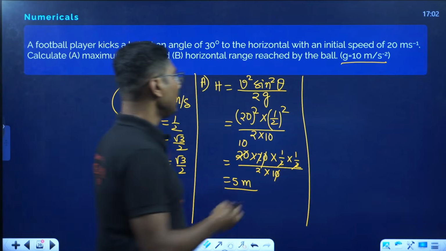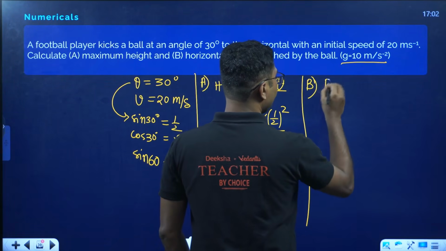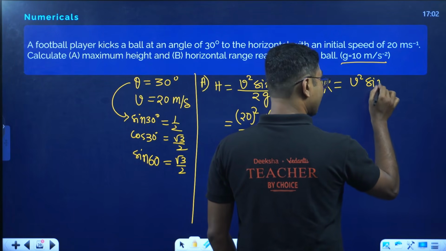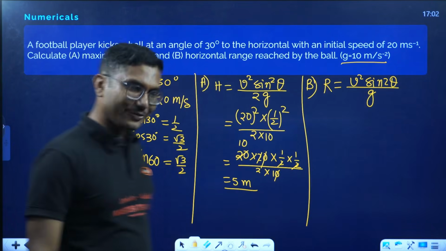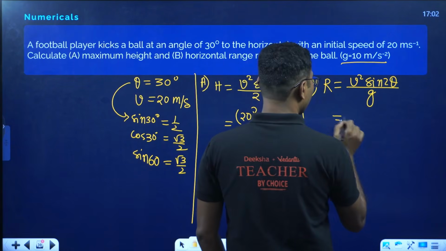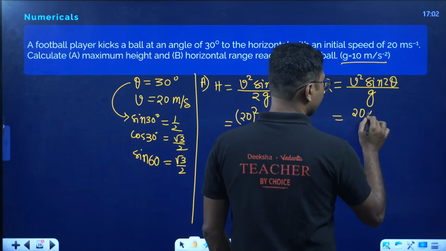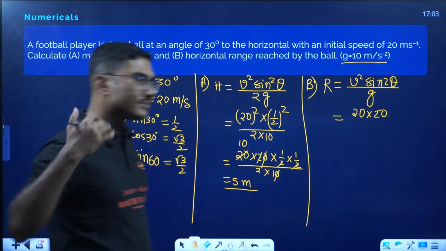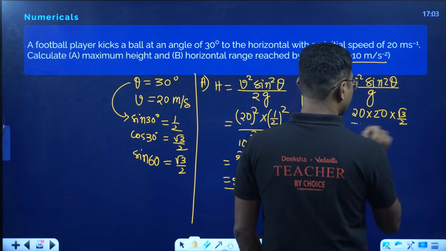Now let us calculate the horizontal range. Horizontal range is given by V square sine square theta, right? No, V square sine 2 theta by G. V square sine 2 theta by G. You have to practice these things, then only you will be able to memorize it. V square is given by 20 into 20. Instead of writing V square, I am directly writing 20 into 20. That saves time. Sine 2 theta is root 3 by 2, and divided by 10.